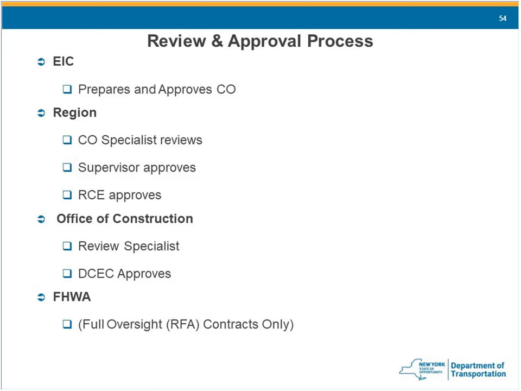Your EIC has to approve it. As the office engineer, you're submitting it, changing it to pending status, and putting in all the approval levels. The EIC will then get an email from Site Manager saying there's a change order to be reviewed. Once they review and approve it, the regional change order specialist will get an email from Site Manager. They do their review, they push the button, and the supervisor gets the email. They push the button, the RCE gets the email, and so on and so forth.